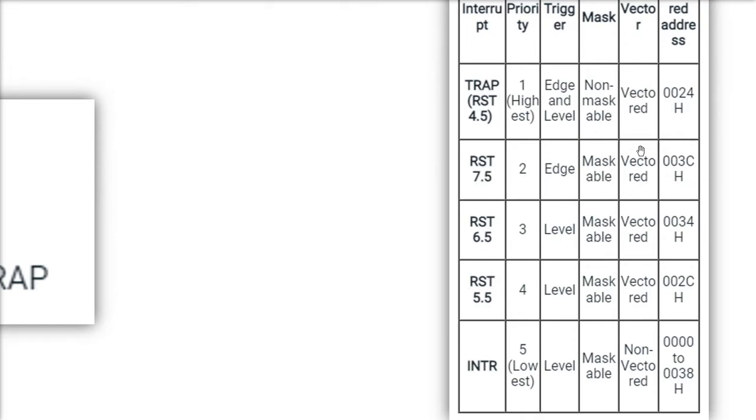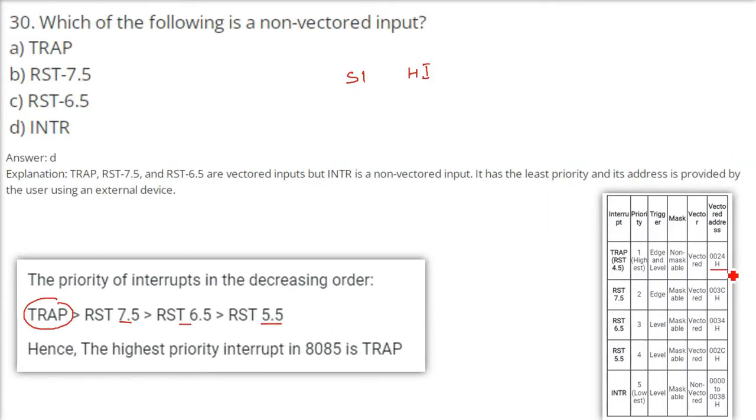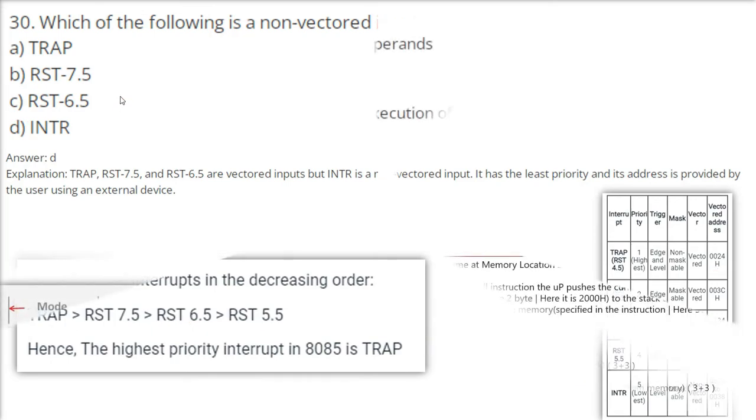So this column vectored, every one is vectored except INTR. All the vectored have a fixed address. See, the program counter will know what address to be placed. But the INTR has a range of address. Any address can be taken from here, and that has to be provided by the external device. User will not provide it. System will not provide it. It has to come from the external device. That is why it is a non-vectored input. If it would have been, say, RST 7.5, it has a proper address 003C. So trap, RST 7.5, 6.5 are vectored inputs. INTR is non-vectored.